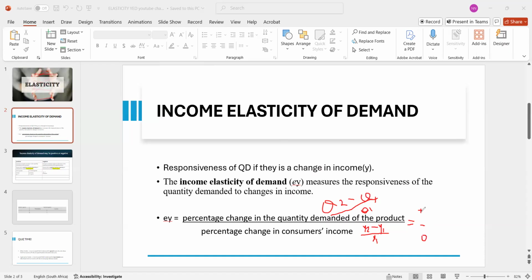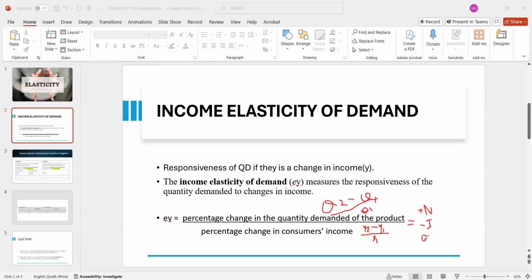So if you get your answer to be positive, it means that good is a normal good. Normal goods are those goods that, if the consumer's income increases, then the quantity demanded for those goods also increases. We said those goods are normal goods. And then if you get your answer to be negative, it means that good is an inferior good. Inferior goods are those goods that if your income increases, the quantity demanded for those goods will decrease.